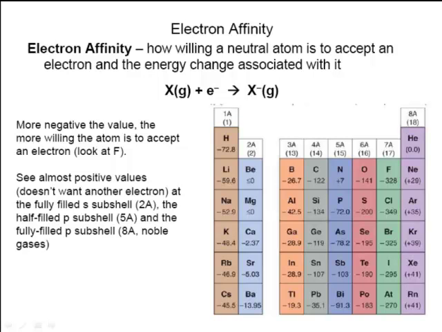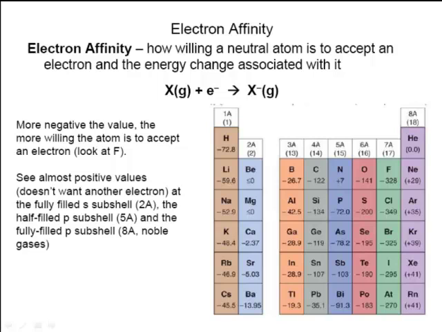Okay. For example, if we look at fluorine over here, it's a negative 328. Well, fluorine wants to form an F minus. What about lithium? Well, lithium wants to form a +1. It wants to lose an electron. It doesn't really want to gain an electron, so it's got a less negative value. So the more negative the value, the more willing the atom is to accept an electron. That's electron affinity.